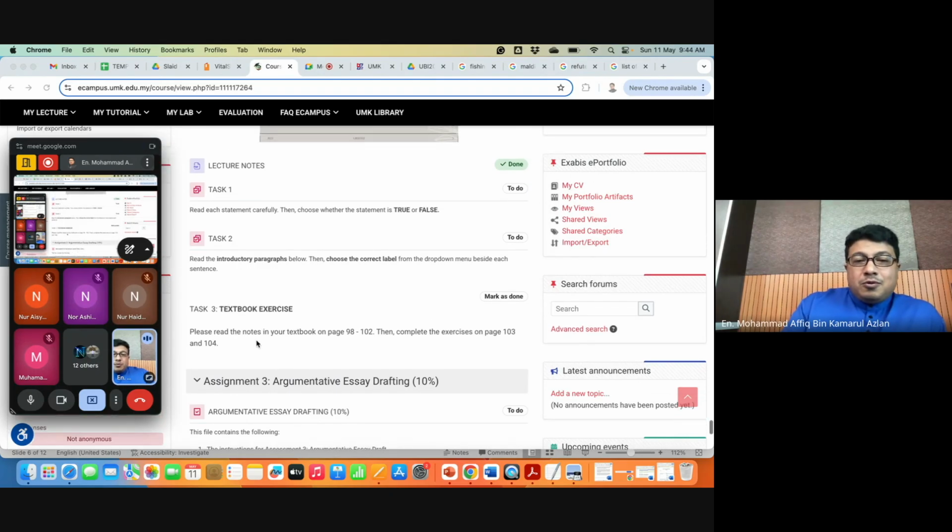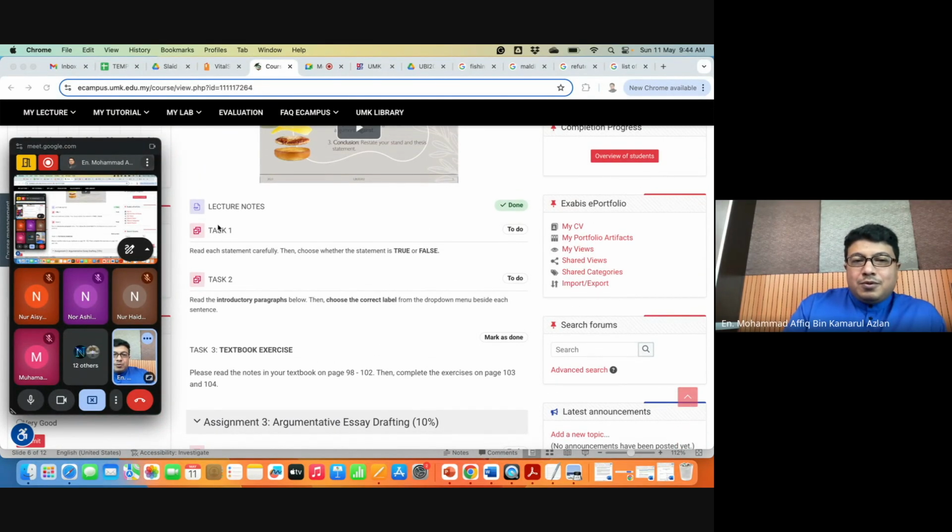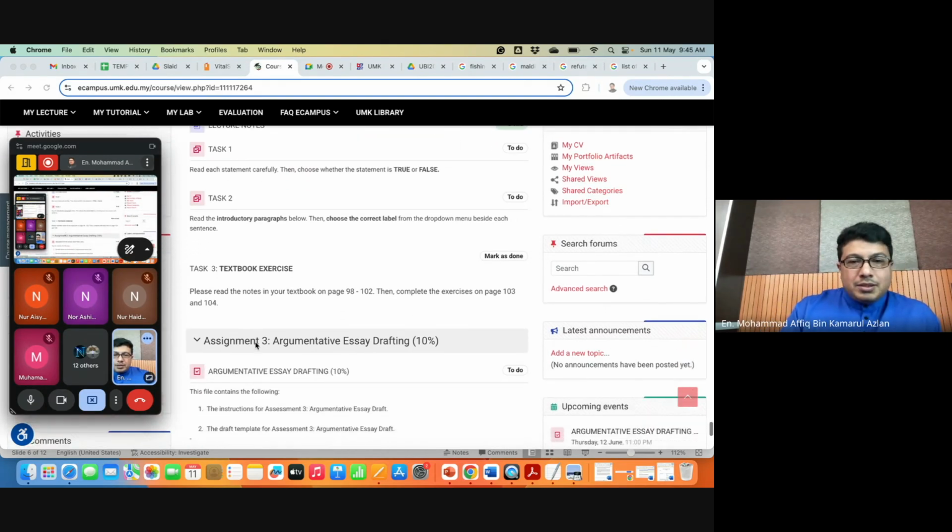Other than textbook practice, task 3 here, of course, you have to do task 1 and task 2 here on eCampus. Once done, it will say done. If not, it will say to do. For textbook practice, once you have done, you click mark as done. So just click that mark as done, then it will be green color for the textbook practice.